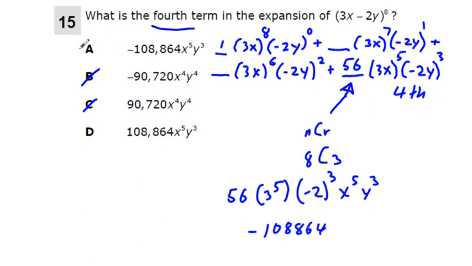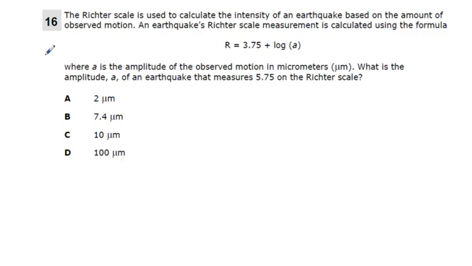But if we were thinking properly, we wouldn't even have had to go this far, because we know if we cube this negative 2, we get negative 8, or a negative number. So we know that this would have to be a negative coefficient here anyway. So A is a correct answer for 15.